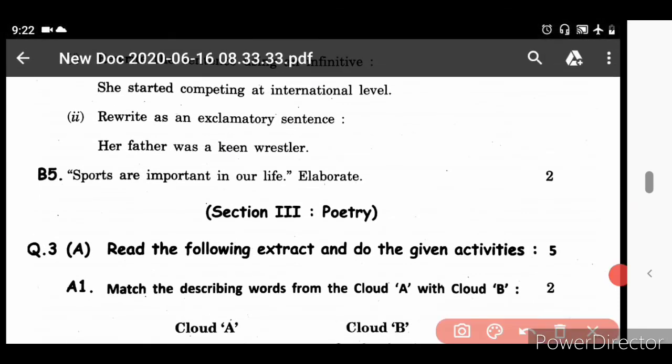And this question is a personal response question. Sports are important in our life. Elaborate. You have to write this personally, as a personal response.